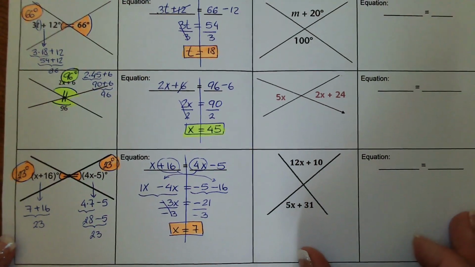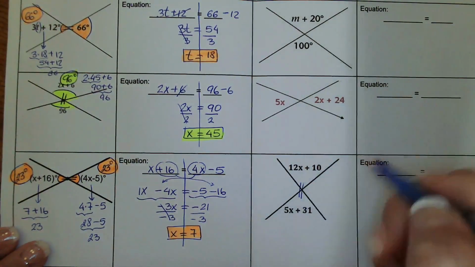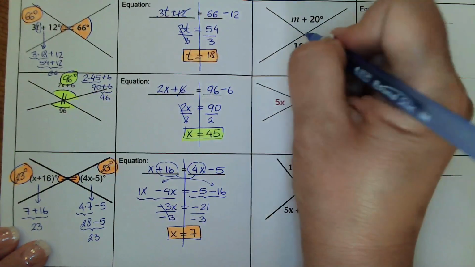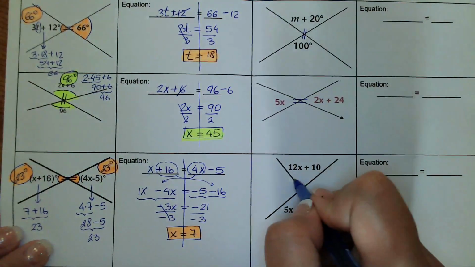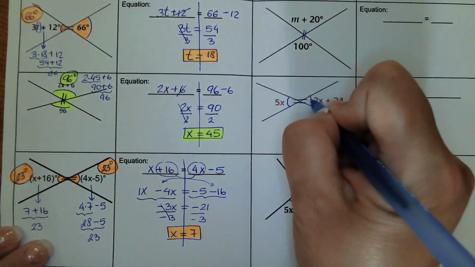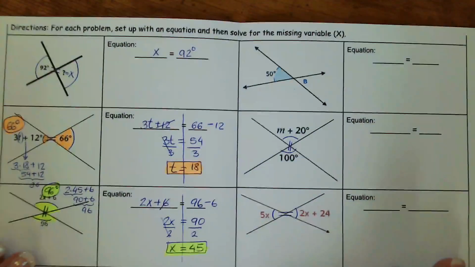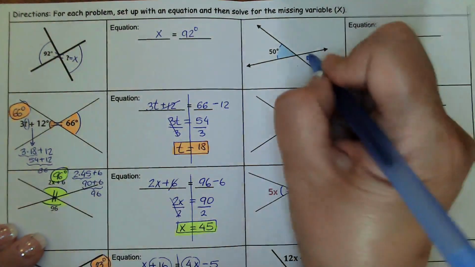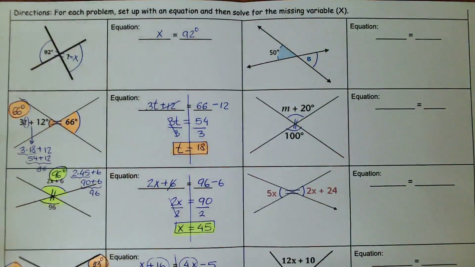So what you do on the right hand side, you set up the equations and solve for each x value and find the angle measures of this vertical angle relationship using the examples on the left. We'll check your answers in class.